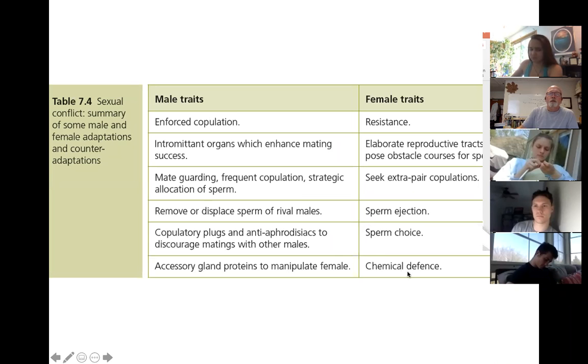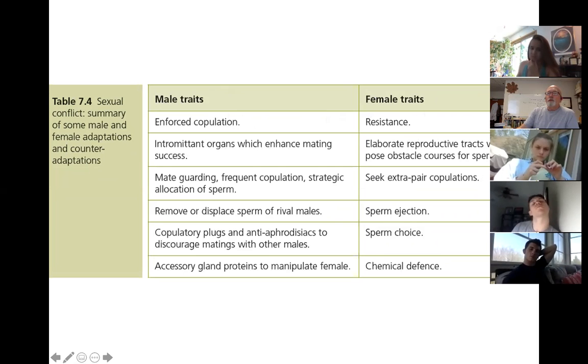So, copulatory plugs. Sometimes when you give a female a spermatophore, there are hormones in the spermatophore that act as anti-aphrodisiacs that discourage matings with other males, and all sorts of pheromonal communication that might manipulate behavior in the female. So males have a set of traits that have evolved to basically increase male fitness, and these traits are not necessarily going to benefit female fitness at all. Female traits to resist males are to basically resist enforced copulation. Intromittent organs that enhance mating success.